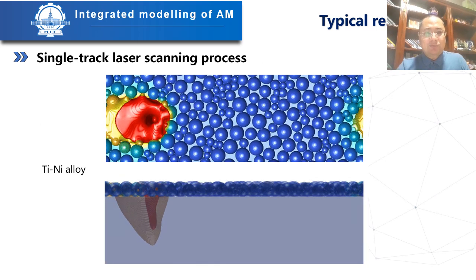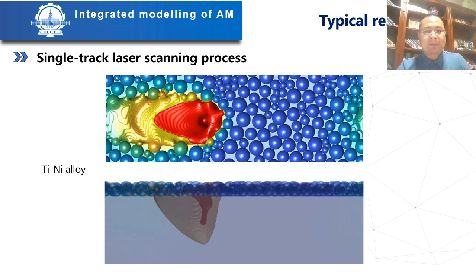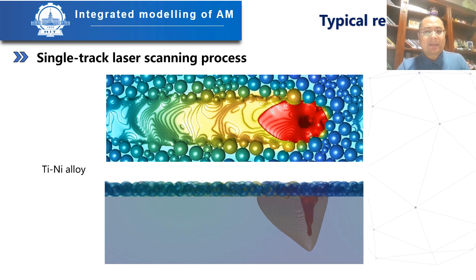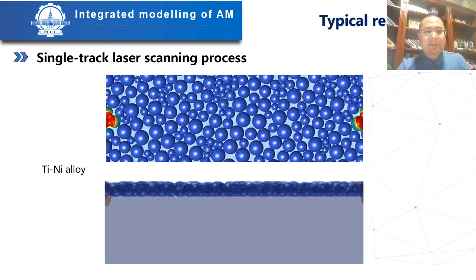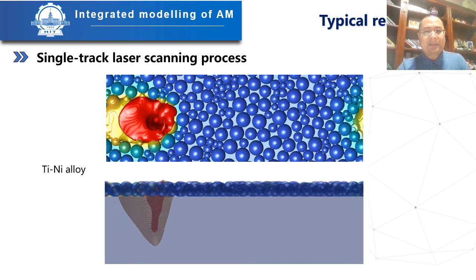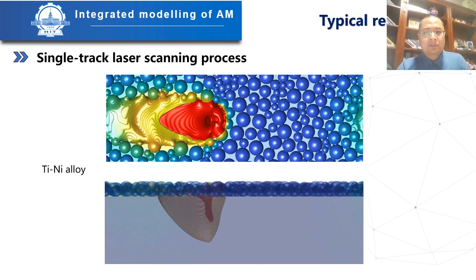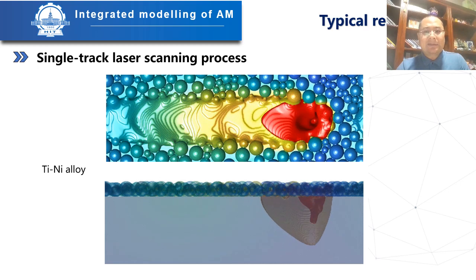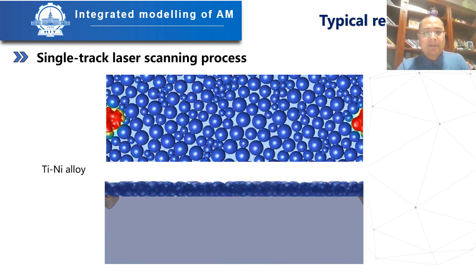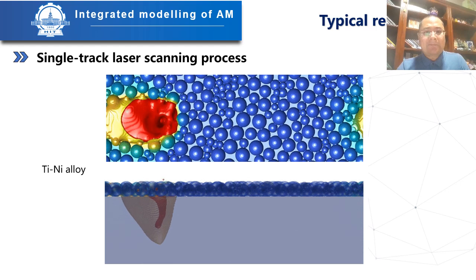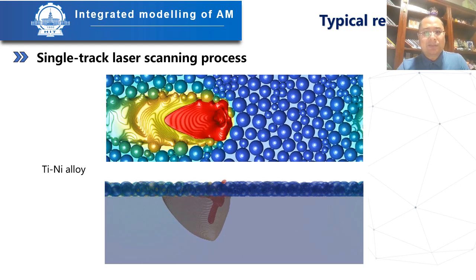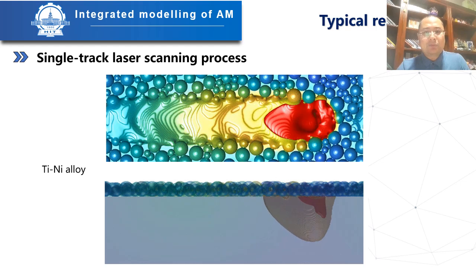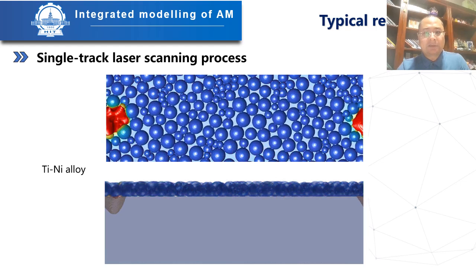Here on this page, we have a glimpse into a typical process involving a single laser track. As you can see, a distinct keyhole phenomenon takes shape beneath the laser focal point. What's particularly intriguing is that this keyhole doesn't stay static. Instead, it demonstrates a fascinating interplay of oscillation and dynamic movement that closely mirrors the motion of the laser itself.